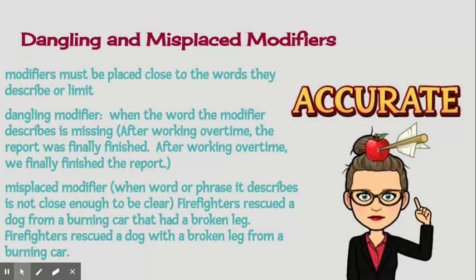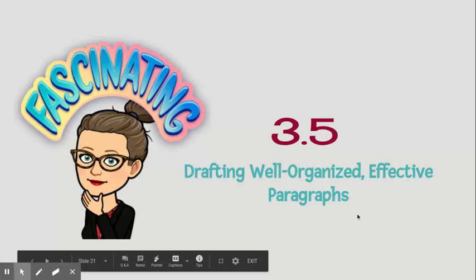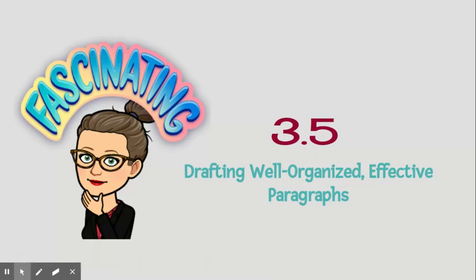Again, the way you place these sentences determines whether your reader, your audience, will be successful in understanding your message. Which leads us to section 5, where we're going to talk about drafting well-organized, effective paragraphs. And we're going to go ahead and dive in with the components of a paragraph.